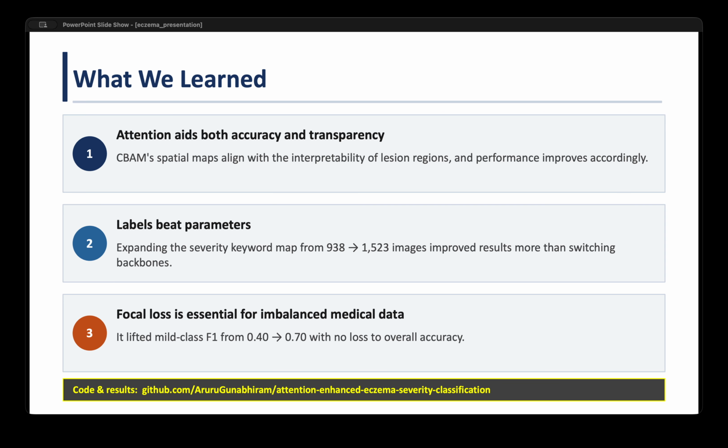So, three lessons from this project that we learned so far. First, attention improves both accuracy and interpretability at the same time. Those goals aren't conflicting with each other. Second, label quality beats architecture. Expanding our keyword map added more than any model change could compensate for. Third, focal loss is essential for imbalanced medical data.